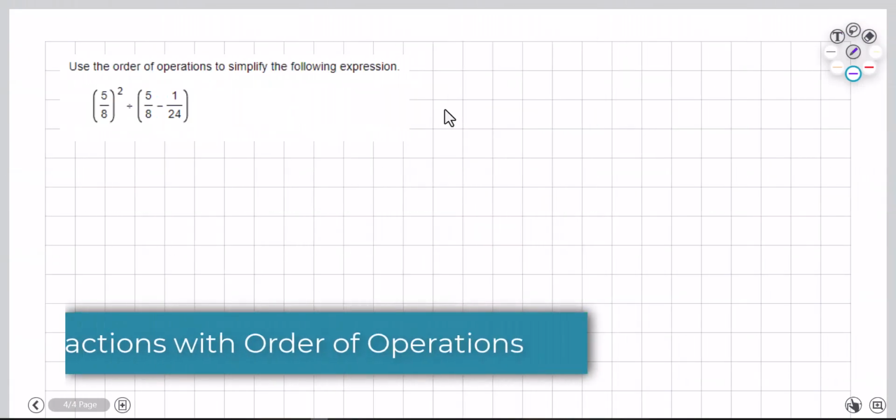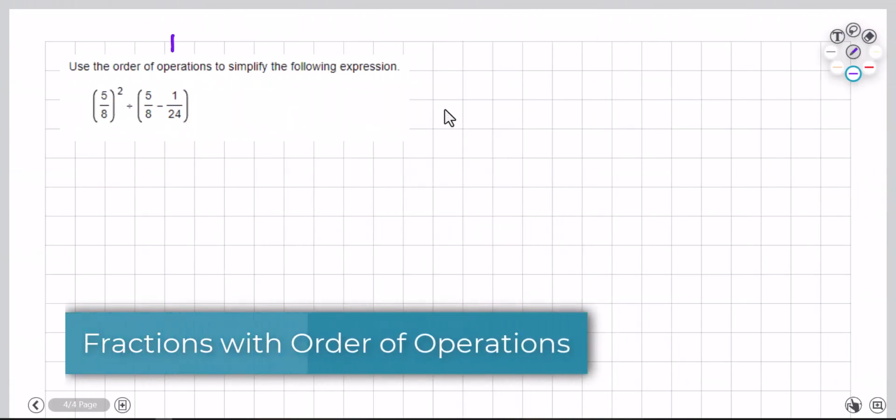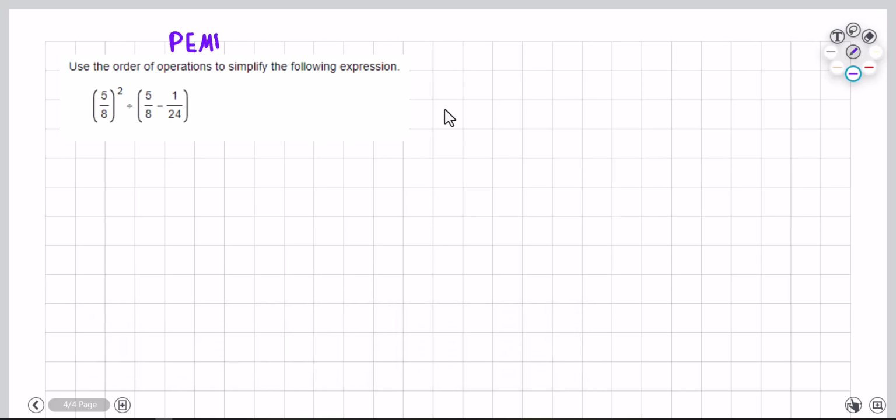I want to simplify using order of operations, which is parentheses, exponents, multiplication and division, and addition and subtraction. So I can see this first piece right here. There is nothing really to do inside the parentheses, but then we have the exponent. So I know 5/8 squared means 5/8 times 5/8.